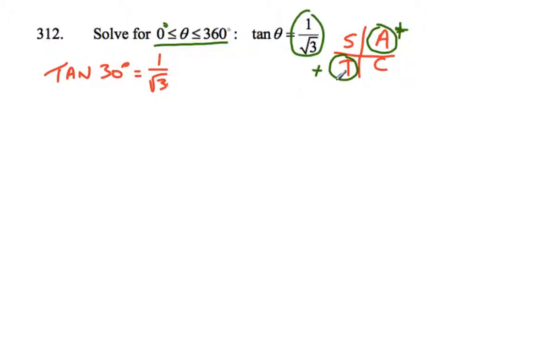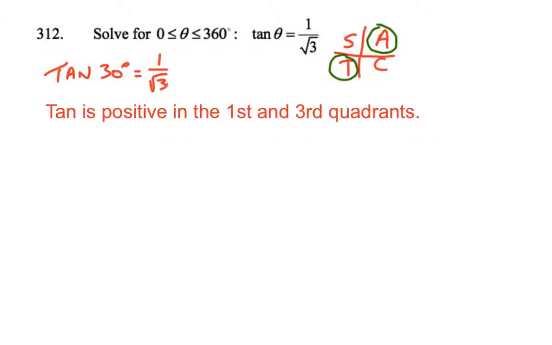How do we get a value in the third quadrant? We take our basic value of 30 degrees and add it to 180. 180 plus 30 will give us the equivalent to 30 degrees in that third quadrant. So we've got tan's positive in the first and third. We get 30 for the first quadrant and 180 plus 30, which is 210, for that third quadrant.